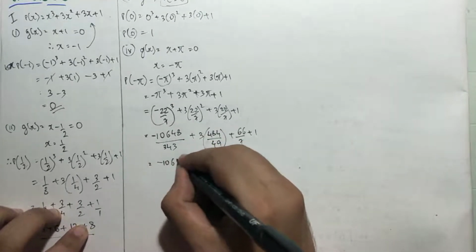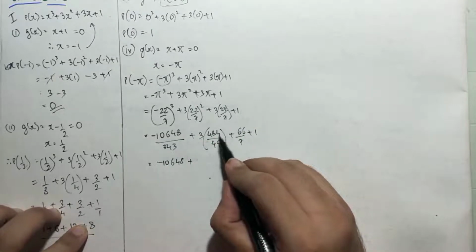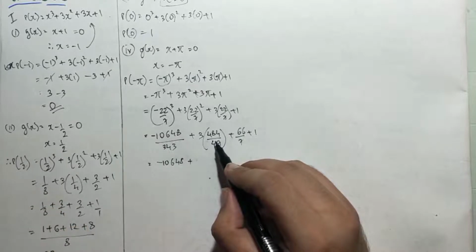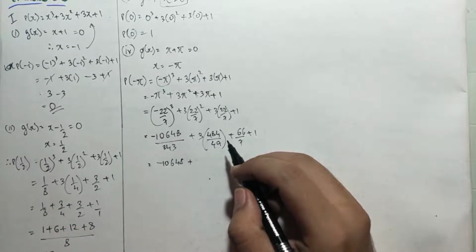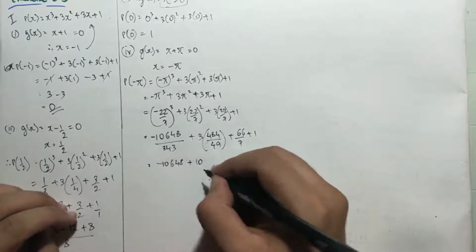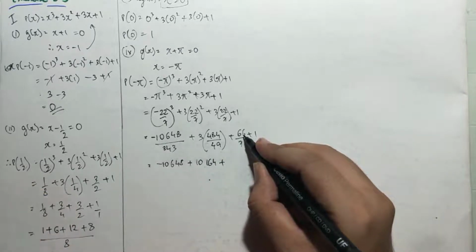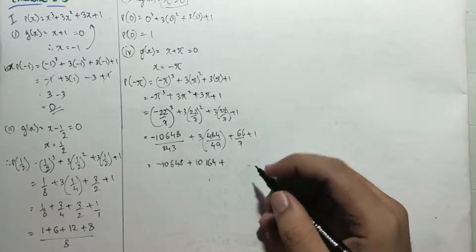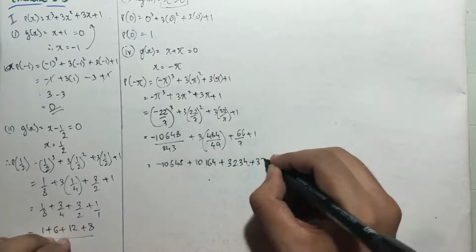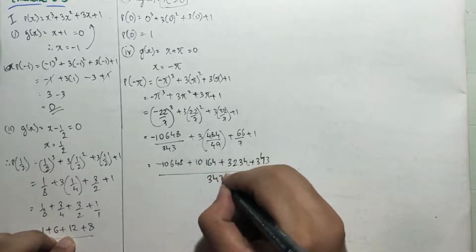This will remain minus 10,648, plus this will get multiplied by 7. 7 into 3 into 484, that will be 21 into 484, which is 10,164, plus this will get multiplied with 49, that is 3,234, and this will get multiplied with 343. So only 343. Divide by 343.